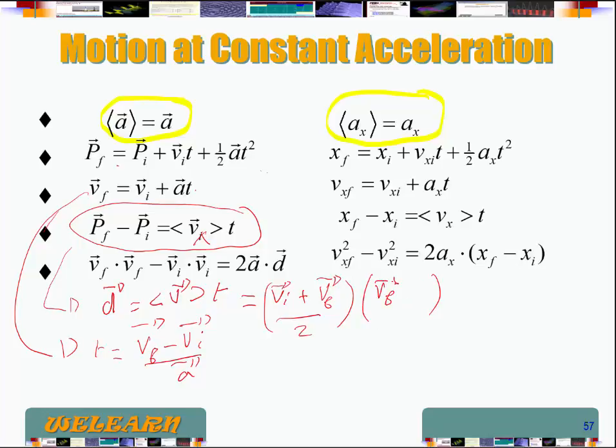V_f minus V_i over A. So displacement is equal to the product of these two. That's going to be 2A in the denominator, and then (V_f plus V_i) times (V_f minus V_i).